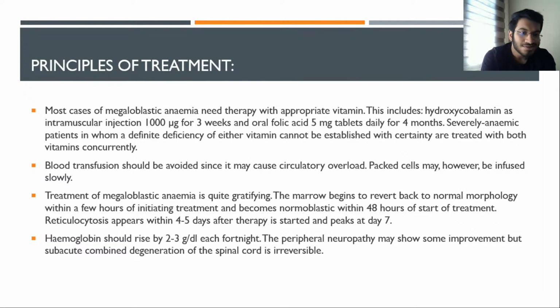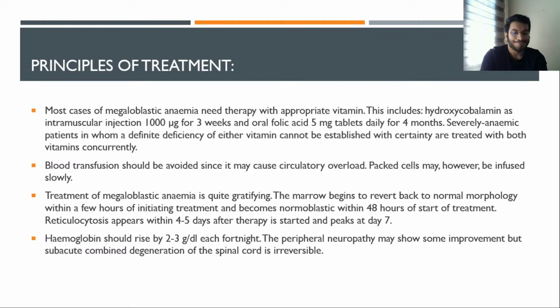Marrow begins to revert back to normal morphology within a few hours of initiating the treatment, and becomes normoblastic within 48 hours of start of the treatment. Reticulocytosis appears within 4 to 5 days after the therapy is started and peaks at day 7. Then hemoglobin should rise by 2 to 3 gram per deciliter each fortnight. The peripheral neuropathy may show some improvement, but subacute combined degeneration of spinal cord is irreversible.